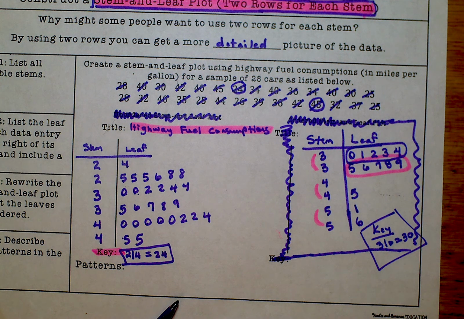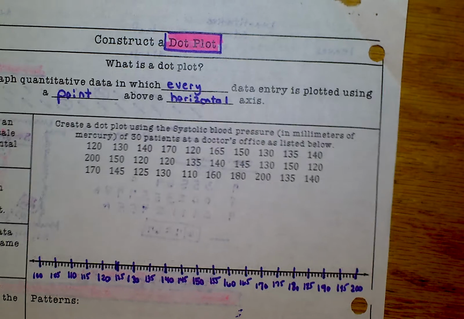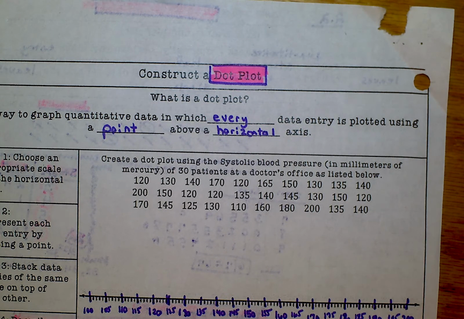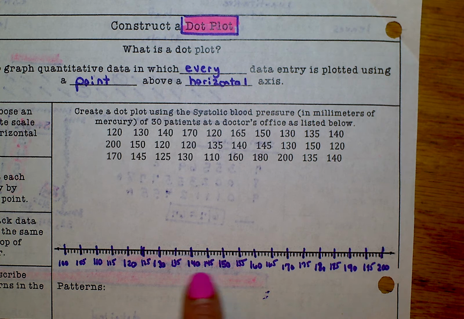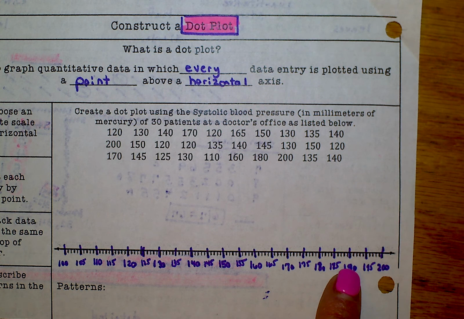Okay, the last one is your dot plot. A dot plot is exactly what it says. You're going to have a horizontal line and you're going to put dots above this. So it's kind of like graphing on a number line. I went 100, 105, so I tried to find those hash marks that were a little bit darker. And then you would want to give this a title.